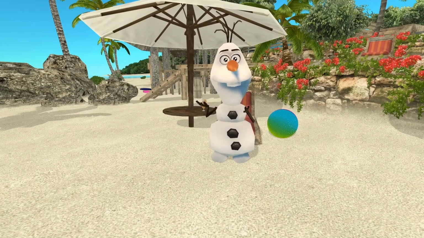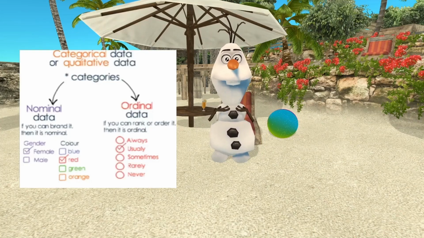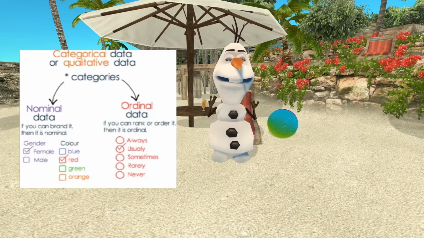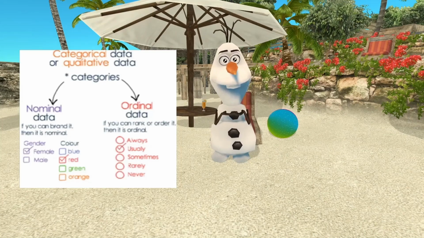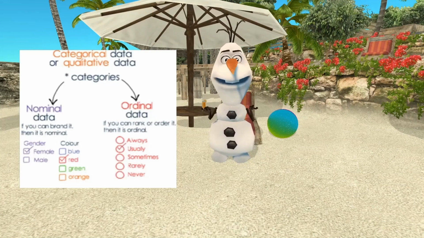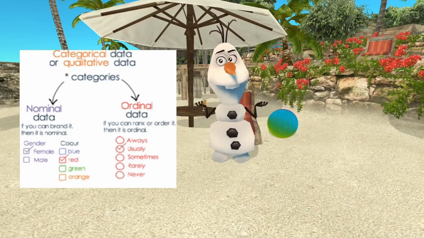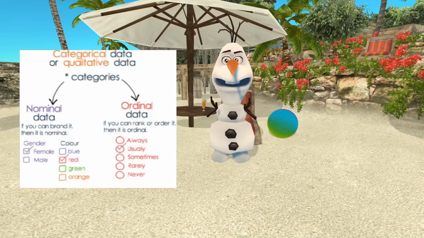On the other hand, we have categorical data. This is stuff that can be put into categories. Like a categorical question would be, what's your favorite color? You'd either say blue, green, or red. They are completely different things.